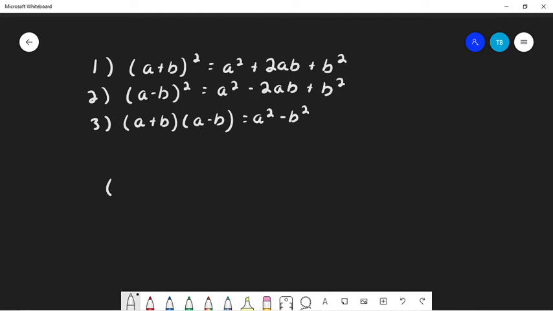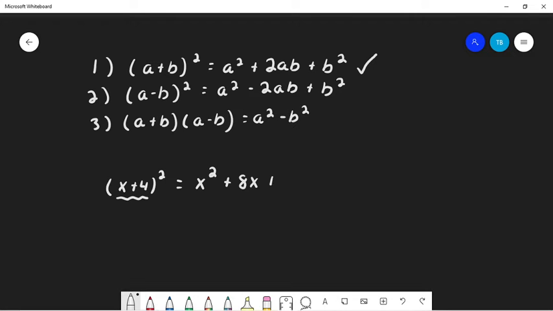So let's say we have x plus 4 squared. So this is modeled after number 1 here. So if we want to evaluate this expression, what we do is we take the first term in the binomial, which is x, and we square it. So that'll give us the first term in the trinomial product. Then to find the second term, we multiply the first and second term of the binomial, namely x and 4, so that's 4x when we multiply, and then we double it, or multiply it by 2, to get 8x.